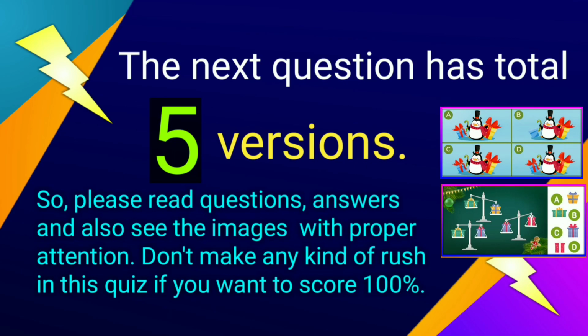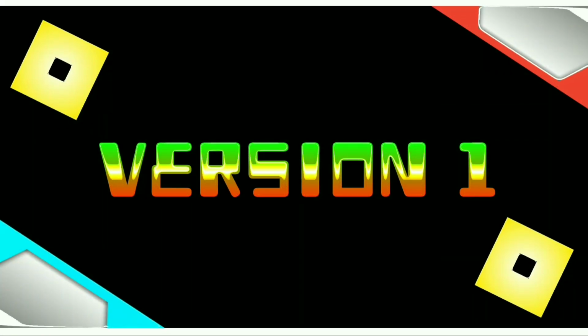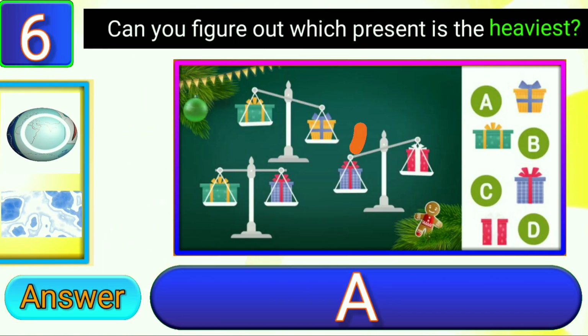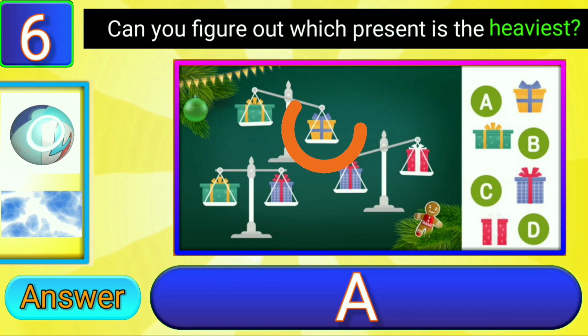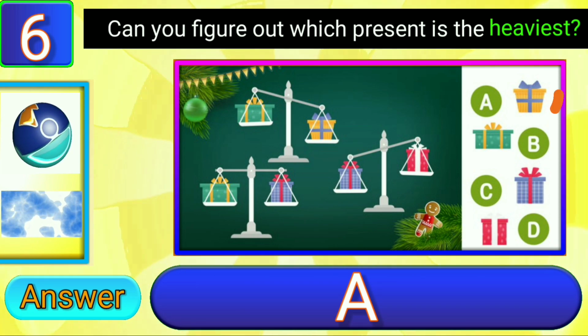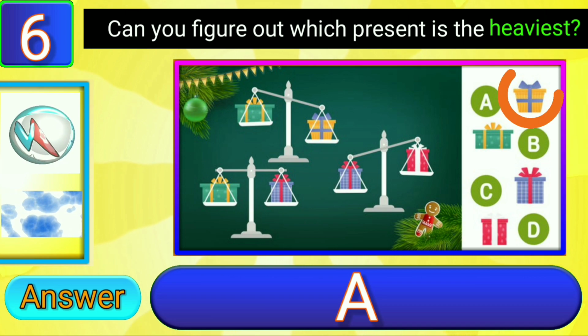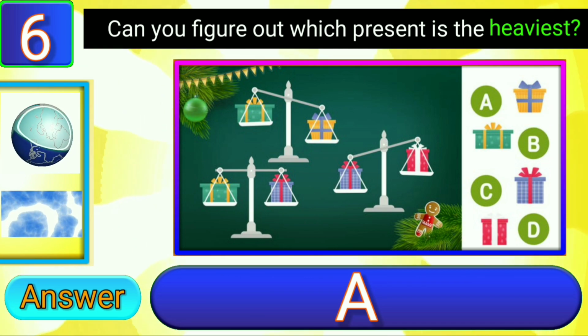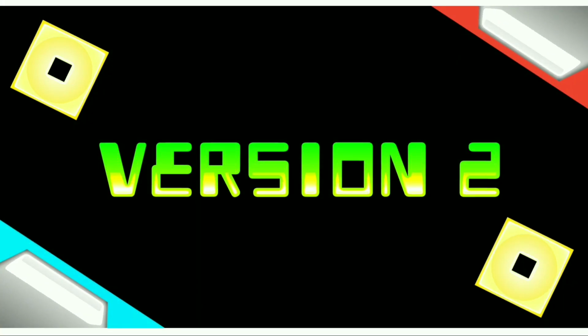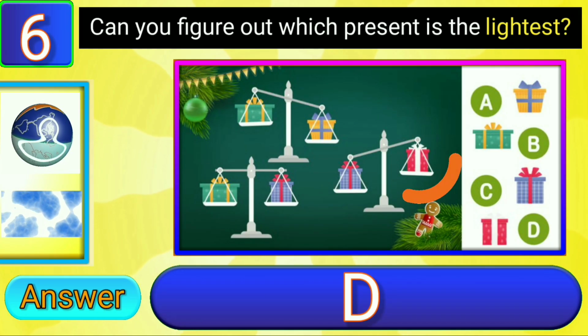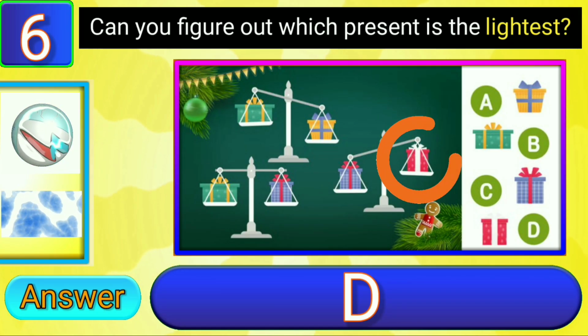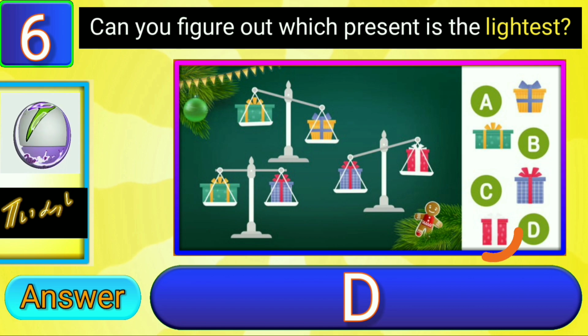The next question has total 5 versions. Version 1. Question. Can you figure out which present is the heaviest? Answer A. Version 2. Question. Can you figure out which present is the lightest? Answer D.